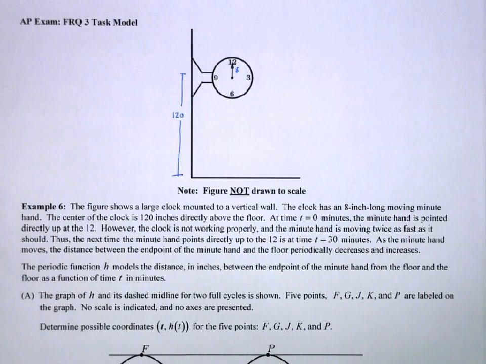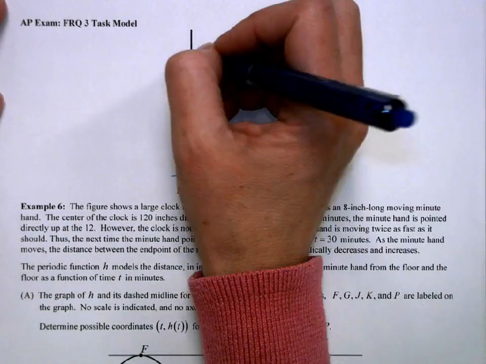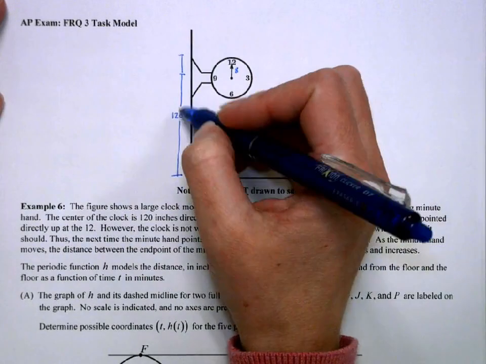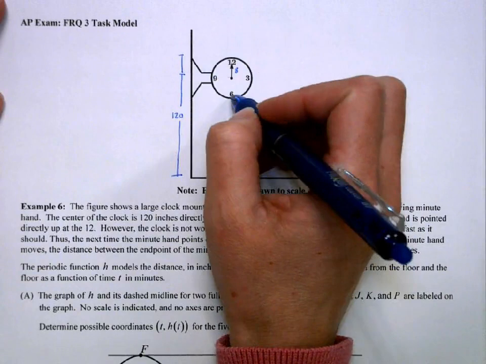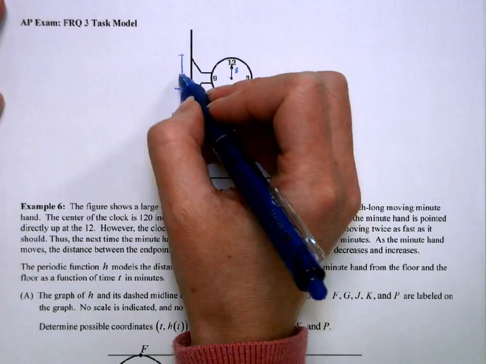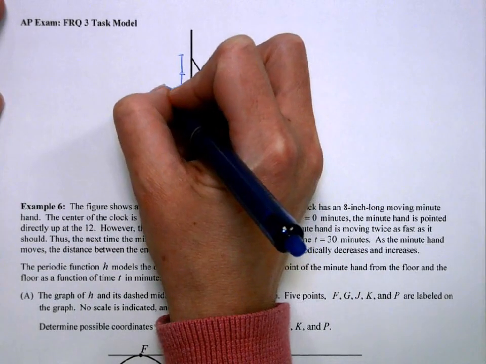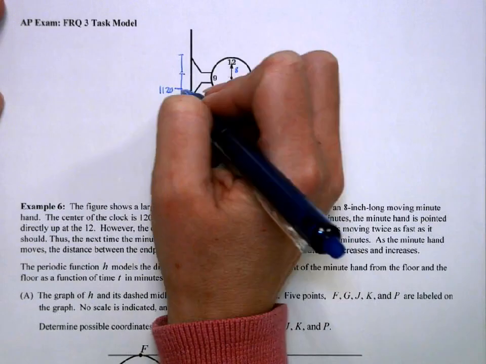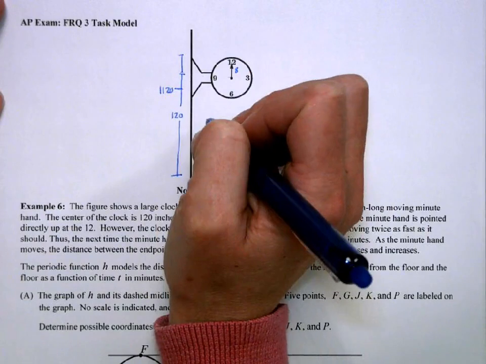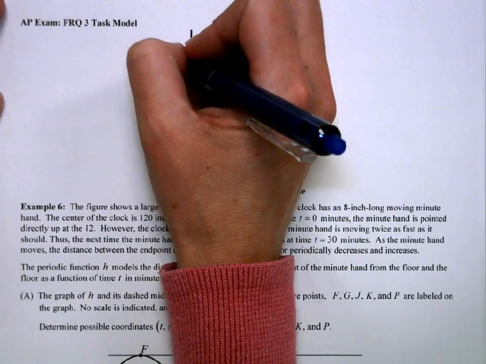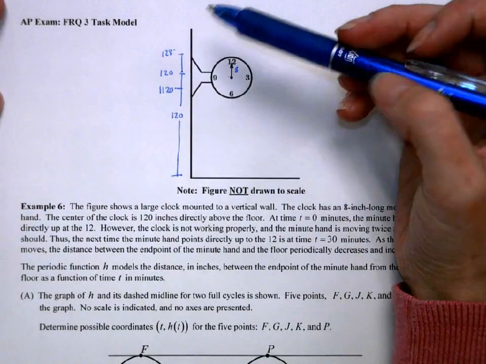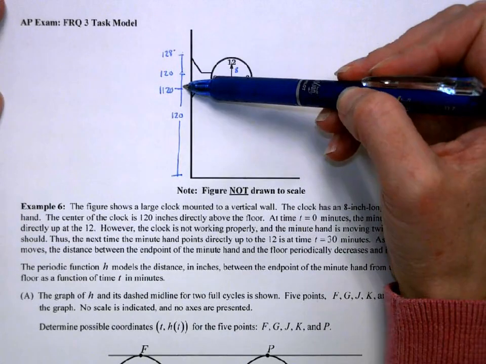All right. So before I get into the questions, I'm gonna label some more stuff. So if this is 120 to here, the bottom of the tip of our minute hand is going to be 8 inches below that, which is going to be at 112. And then my top is going to be 8 inches above the 120 at 128. Okay, and that's my 120 there. So my clock is going to be at 128, then it's going to go back down to 112, then it's going to go back up, and so on.